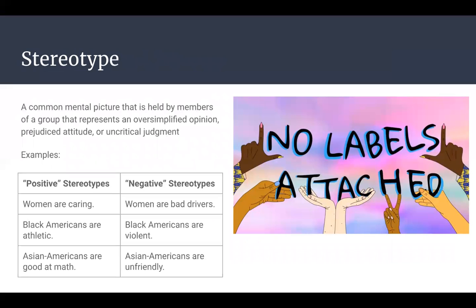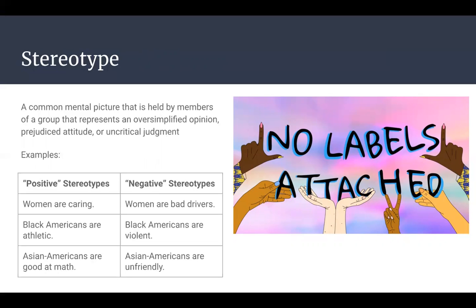Stereotype, a common mental picture that is held by members of a group that represents an oversimplified opinion, prejudice attitude, or uncritical judgment. Now, there are positive stereotypes and negative stereotypes, but all kinds of stereotypes are bad, and I'll explain why in a minute. Some examples of positive stereotypes are that women are caring, Black Americans are athletic, or Asian Americans are good at math. Some negative stereotypes include that women are bad drivers, Black Americans are violent, or Asian Americans are unfriendly.